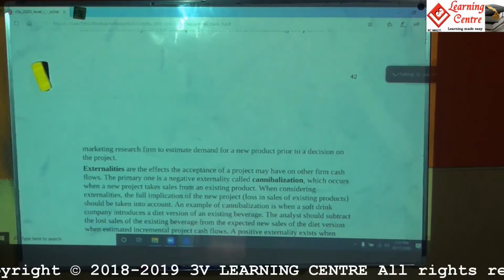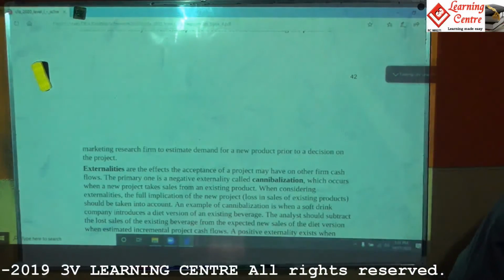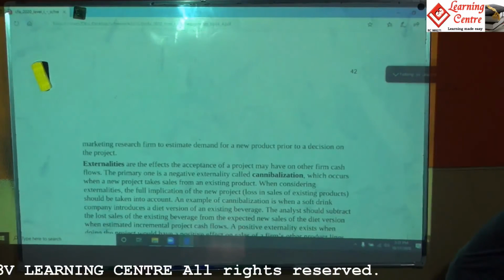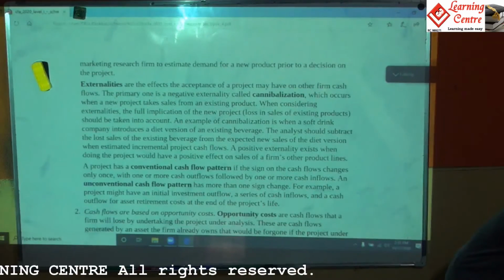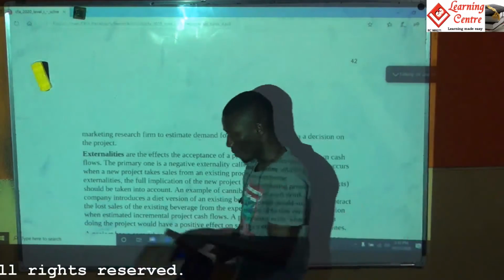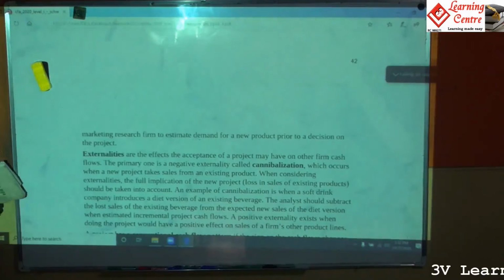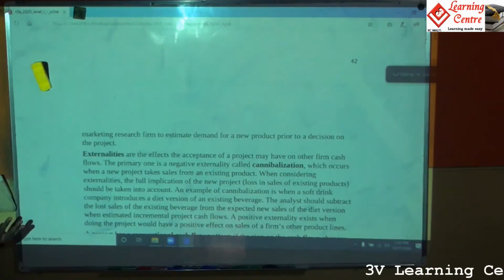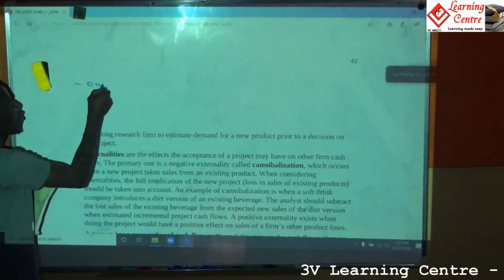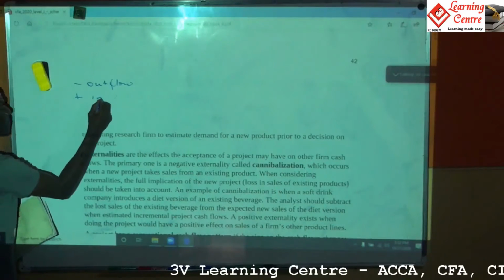Conventional and non-conventional cash flows. This is very important. Okay, so what's an outflow? What sign is for an outflow? When money is going out of your company, negative, outflow, negative. Money that is coming in is an inflow, so it's positive.